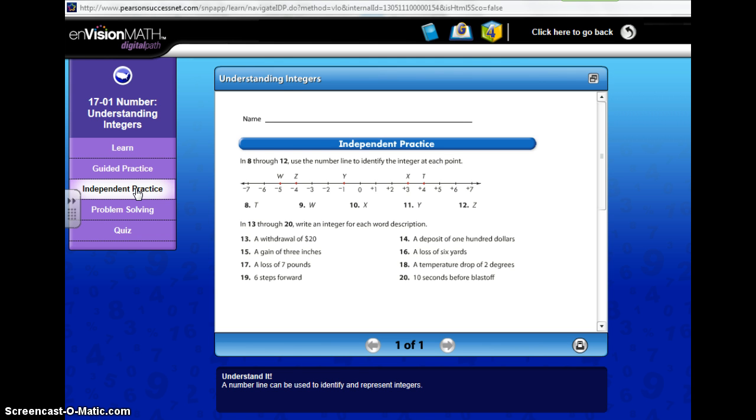Write it on your board. I withdrew $20. Will, tell me how you wrote that. Not minus. Negative 20. That's right. Negative 20. Okay? What if I went to the bank the next day and I deposited $100? New screen. Write down the integer. I went to the bank and I deposited $100. How would you write that? Sky?